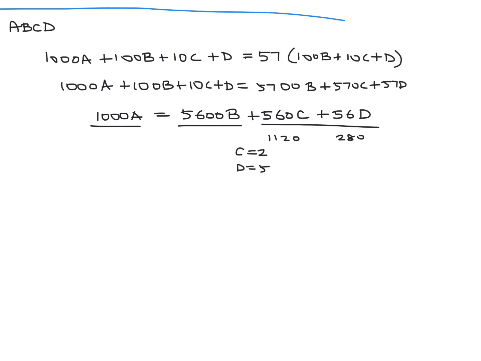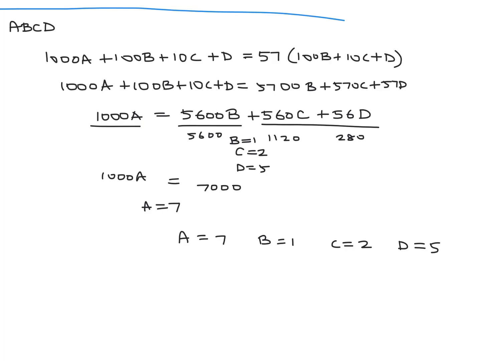So 1120 plus 280 is 1400. Wait, is it? Yeah, 1400. If this is 1, then that's 5600. So 5600 plus 1400 is 7000. Oh, that's great. That works. That means A is 7. Okay, so let me regroup here. A is 7, B is 1, C is 2, D is 5. So the number ABCD is 7125. All right. There you go.